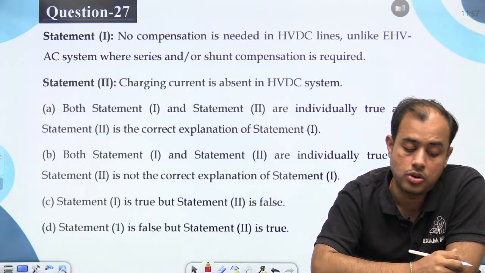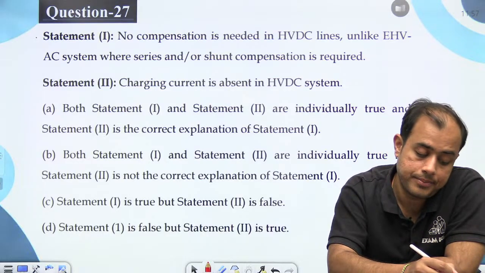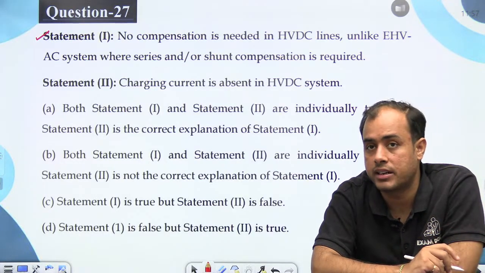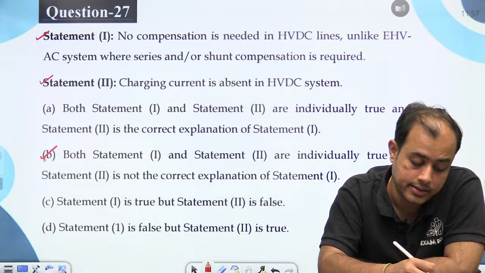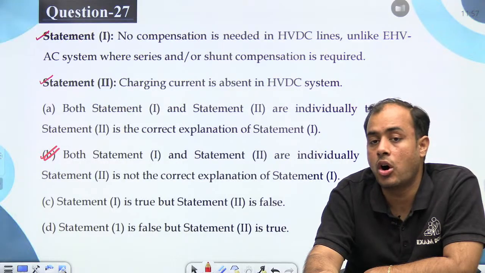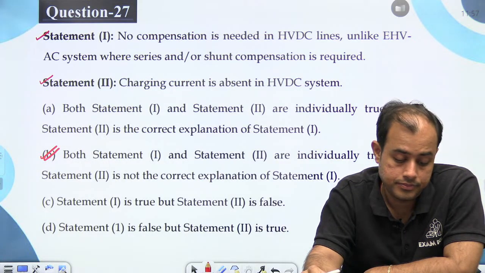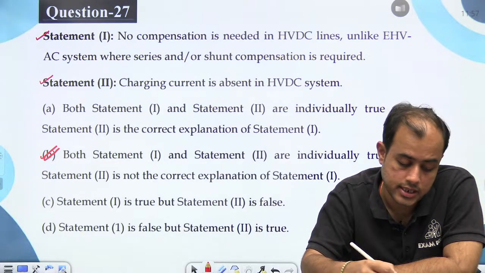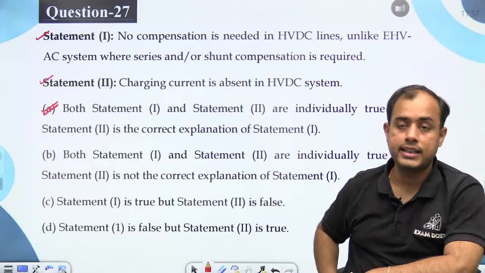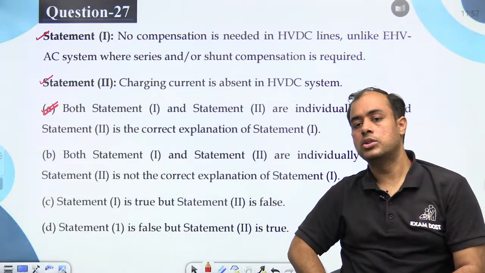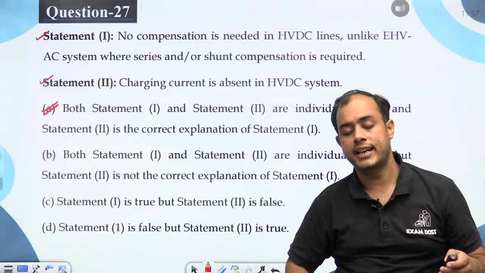ESE 2013, no compensation is needed in HVDC line. Correct. HVDC में reactive power compensation की जरूरत नहीं होती. Charging current is absent, but it is not the reason. Why do you not need reactive power compensation? बट वैसे कह सकते हो सीरीज और शंट कंपेंसेशन, चार्जिंग करंट को भी कंपेंसेट करना पड़ेगा ना. In Ferranti effect, we compensate charging current also. But the charging current is absent in HVDC, so you do not need any compensation.